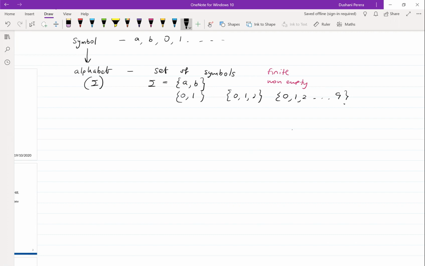Okay? After an alphabet we talk about something called a string. A string. So what is a string? A string is a sequence of symbols formed over an alphabet.